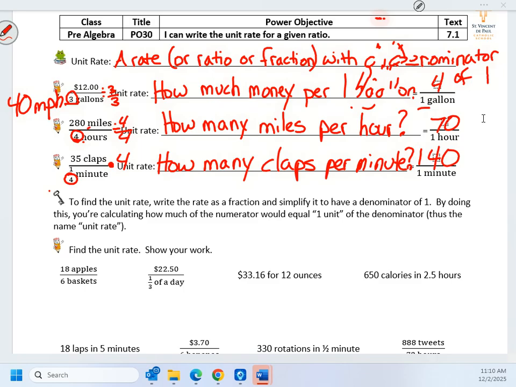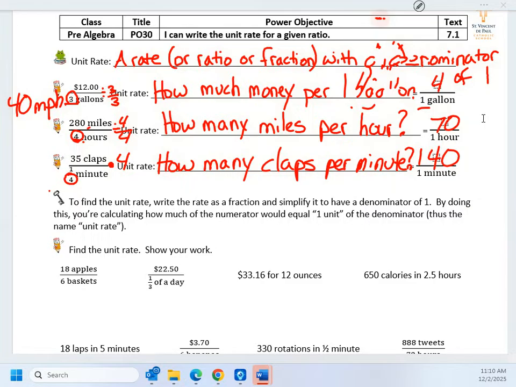So to find the unit rate, write the rate as a fraction and simplify it to have a denominator of 1. By doing this, you're calculating how much of the numerator would equal 1 unit of the denominator, thus the name unit rate.